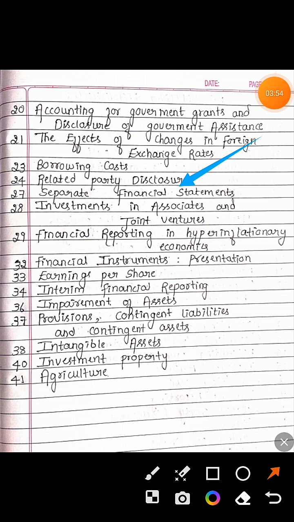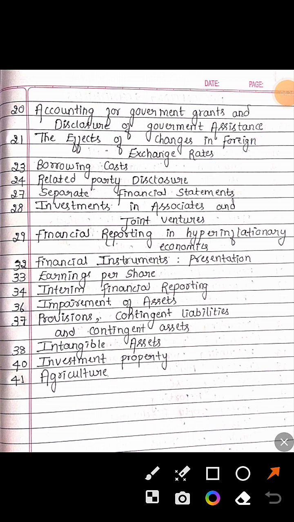So now Ind AS 27. Separate financial statements. Ind AS 27 is separate financial statements. The word separate starts with S. It comes after 24. Why don't we have 25 and 26? Because they are not provided here. So 24 is related party disclosures, and 27 is separate financial statements.